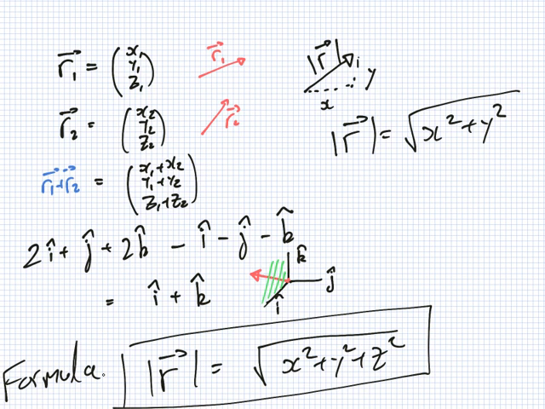Oh, it's this one? It's three-dimensional. This is the formula for three dimensions. Well, you can use it in two dimensions as well. In two dimensions, you just make z equal 0.